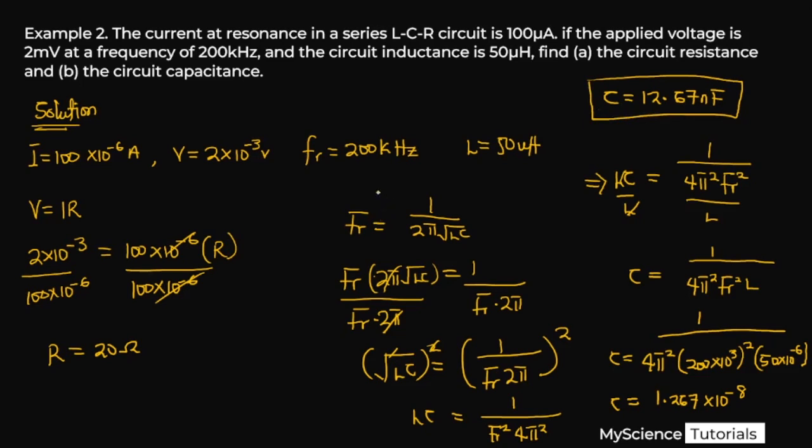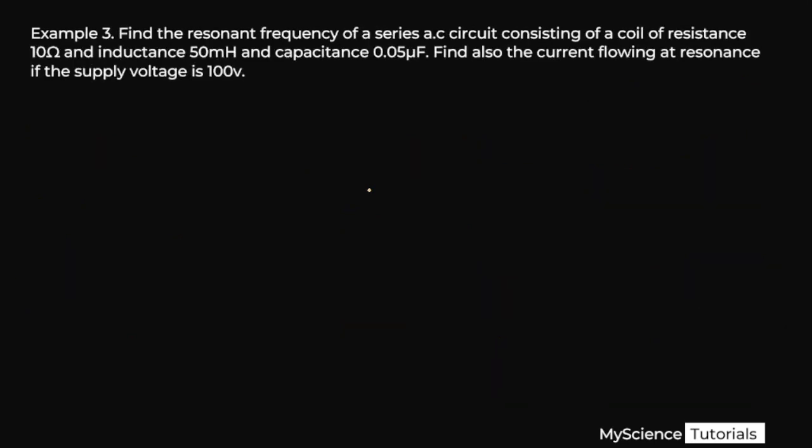Right, so let's go ahead and have a look at one final example. The last example in this tutorial: I want to find the resonant frequency of a series AC circuit consisting of a coil of resistance 10 ohms and inductance 50 microhenry and capacitance 0.05 microfarad. Find also the current flowing at resonance if the supply voltage is 100 volts. This is also very easy. So let's write down our solution.